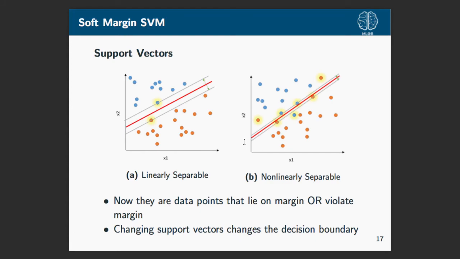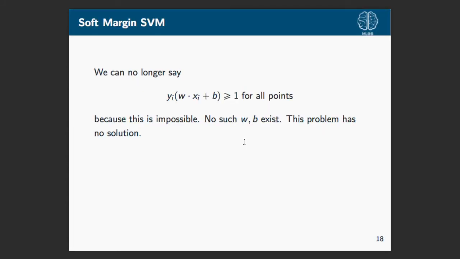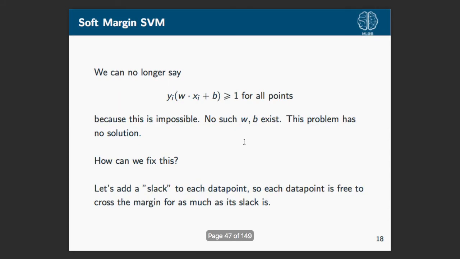Okay, cool. Just to make that clear. Yeah, and changing these will change the boundary as well. Okay, yeah, so we can no longer say that this is true because it's impossible, right? No such W and B exist. So one way to fix this is to add a slack for each data point. So each data point is free to cross the boundary as much as its slack will let it. And we can kind of control the slack. So for example, if there's one data point, maybe it's okay that it crosses the boundary because it has some slack.